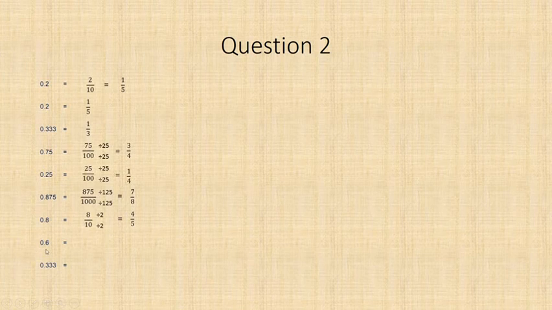Okay, let's jump to the next question, 0.6. 0.6 is 6 over 10, and then I will divide them by 2 up and down, so it's going to be equal to 3 over 5.